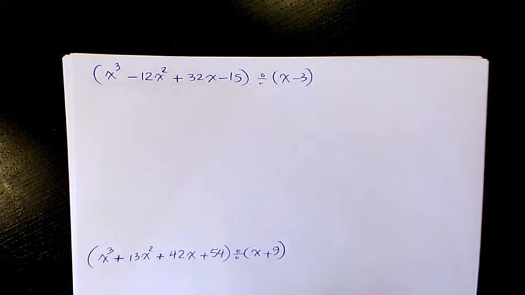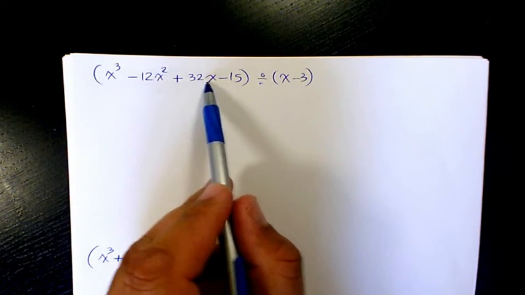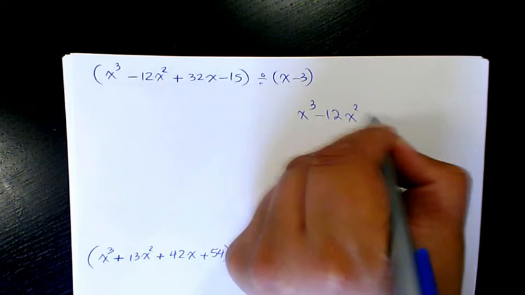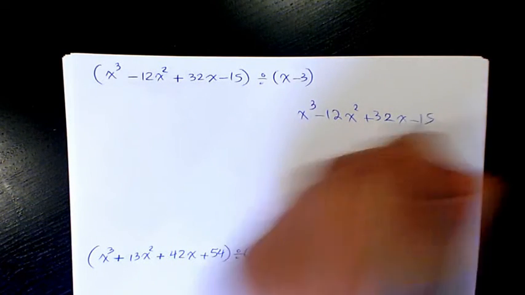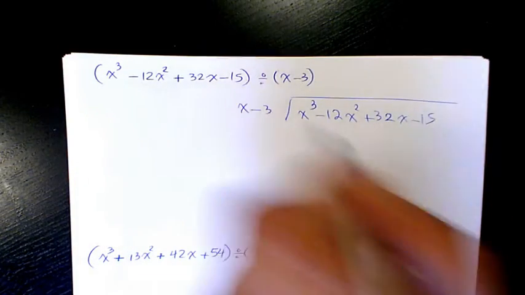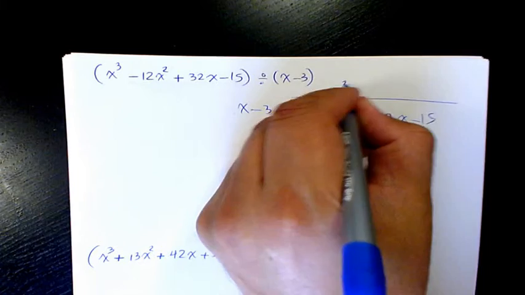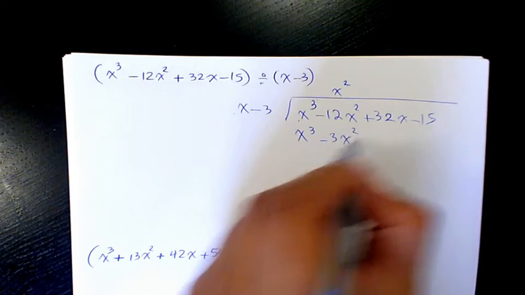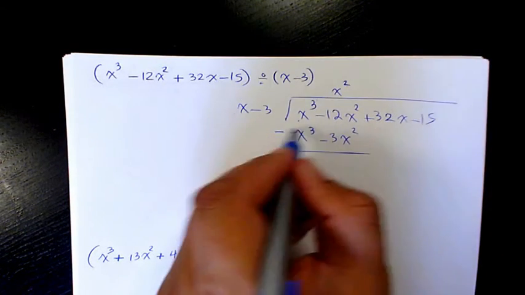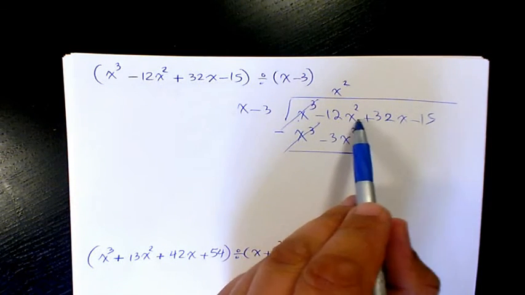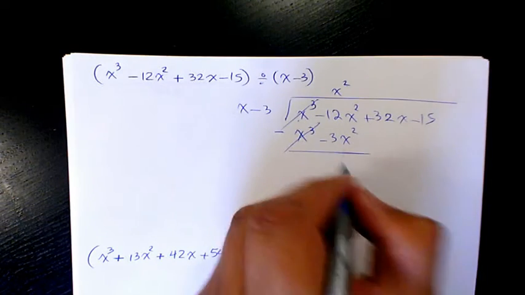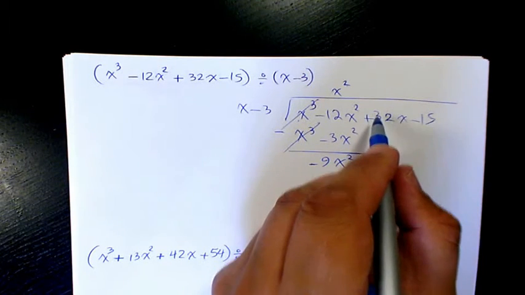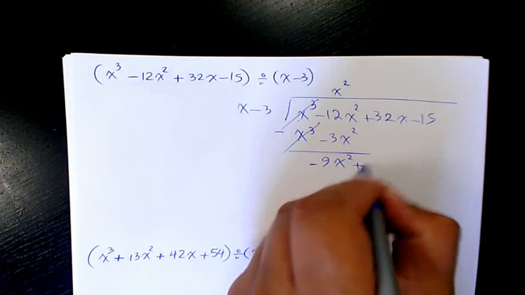Next example, x cubed minus 12x squared plus 32x minus 15 divided by x minus 3. So write it here. x cubed divided by x is going to be x squared. x squared times x, x cubed. x squared times negative 3 is going to be negative 3x squared. When you subtract it, these two cancel out. Negative 12x squared minus negative 3x squared, that's going to be negative 9x squared. You need to bring only one term down. So that's going to be 32x.